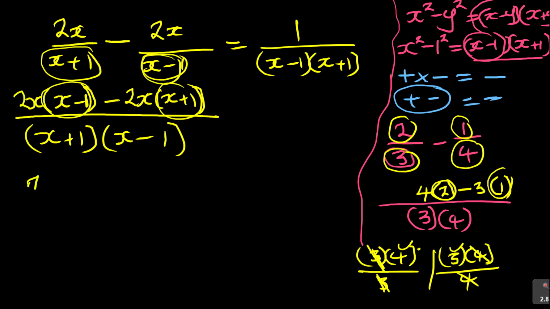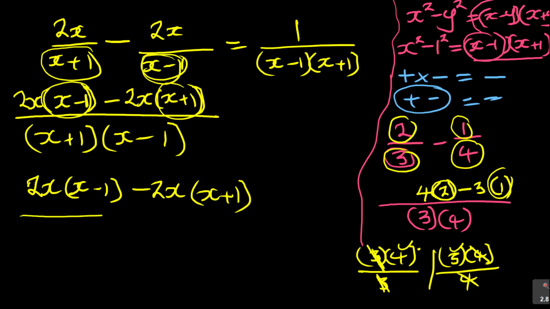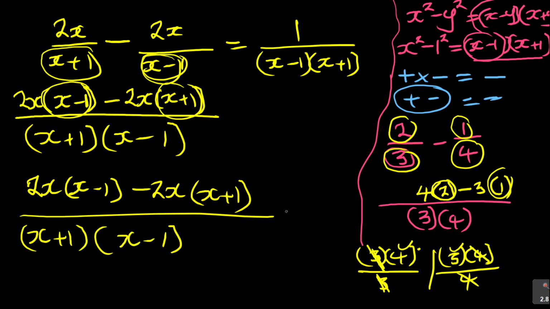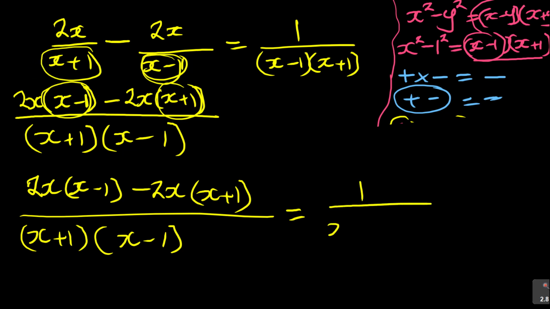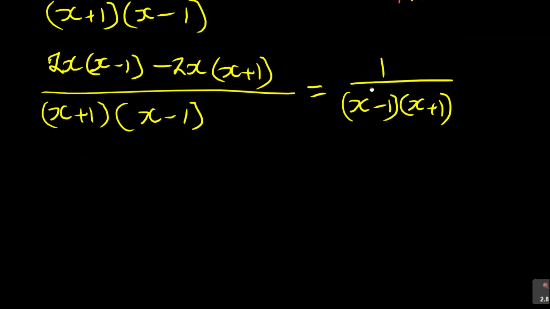Alright, so let me rewrite it. So what do I have? I've got 2x times x minus 1, minus 2x times x plus 1, over x plus 1 times x minus 1, and then equal to. I want to take this aside, because remember, this is a fraction. It's not done here. Equal to 1 over x minus 1 times x plus 1. Are you with me? Then let's continue.